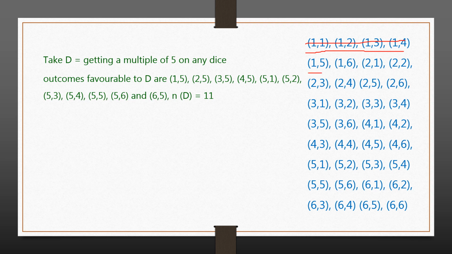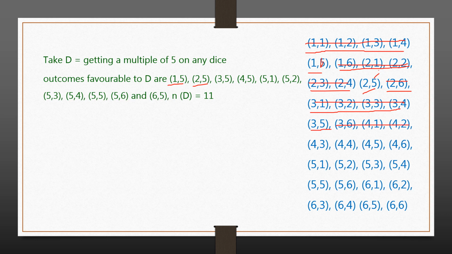Because in 1 5, 5 is a multiple of 5, that's why 1 5 is favorable to D. Now 1 6, 2 1, 2 2, 2 3, 2 4 are all not favorable to D because there is no multiple of 5 on any dice. Coming to 2 5, 5 is a multiple of 5, that's why 2 5 is favorable to D. Now 2 6 is not favorable to D. 3 1, 3 2, 3 3, 3 4 are not favorable to D because there is no multiple of 5 on any dice. Now 3 5 is favorable to D because 5 is a multiple of 5.